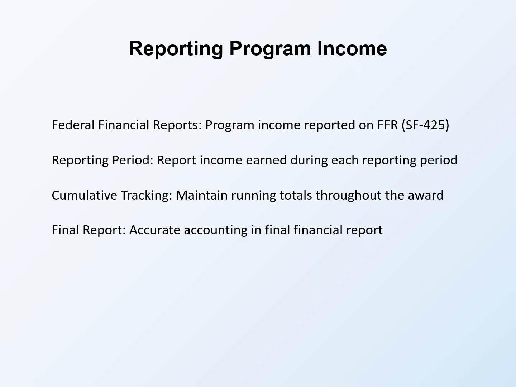Cumulative tracking maintains running totals of program income throughout the award. Each periodic report should reflect cumulative amounts as well as current period activity. Maintaining accurate cumulative records prevents confusion and ensures consistency across reports. Final financial reports require accurate accounting of all program income generated during the entire award period. Discrepancies between interim and final reports require explanation. Complete, accurate final reporting closes out your program income obligations and demonstrates compliant management throughout the award.